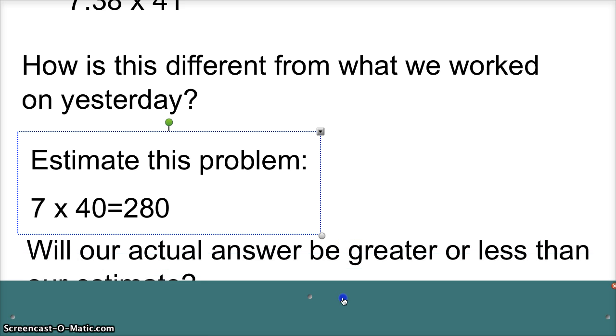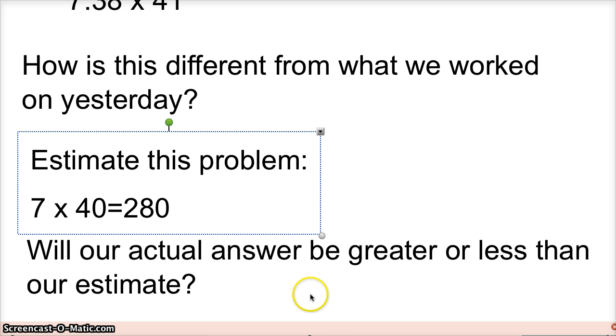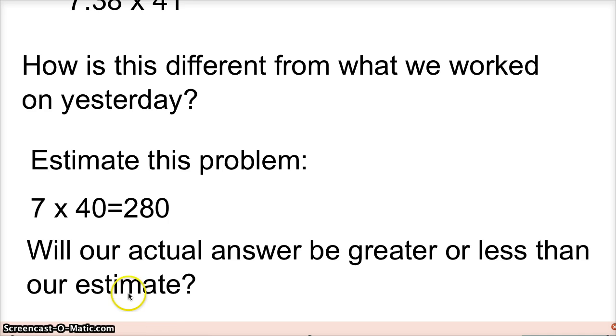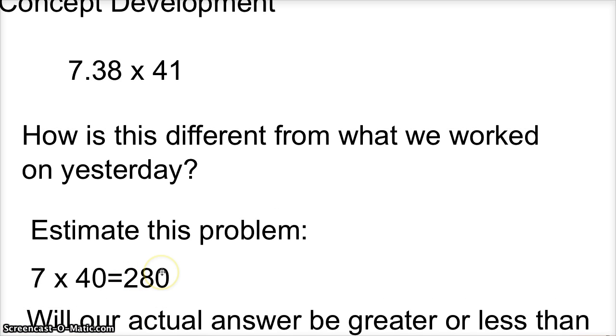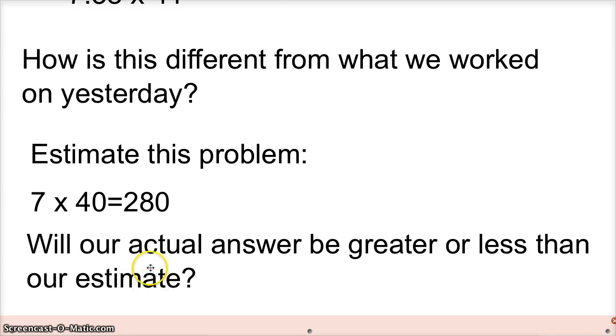So the last thing I want you to be aware of is, will our actual answer be greater or less than our estimate? So that's something to keep in mind. Is this number bigger or smaller than this? This number is bigger. And then is this number bigger or smaller than this? And that one is also bigger. So that means our answer to our actual problem is going to be a little bit bigger than our estimate because we rounded down and rounded down. So this is going to be smaller than our actual answer. So that way don't worry when you get something and it's larger than 280.